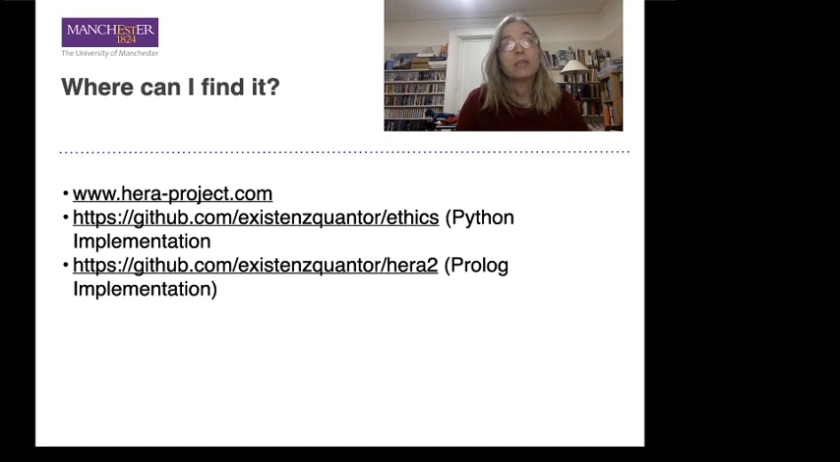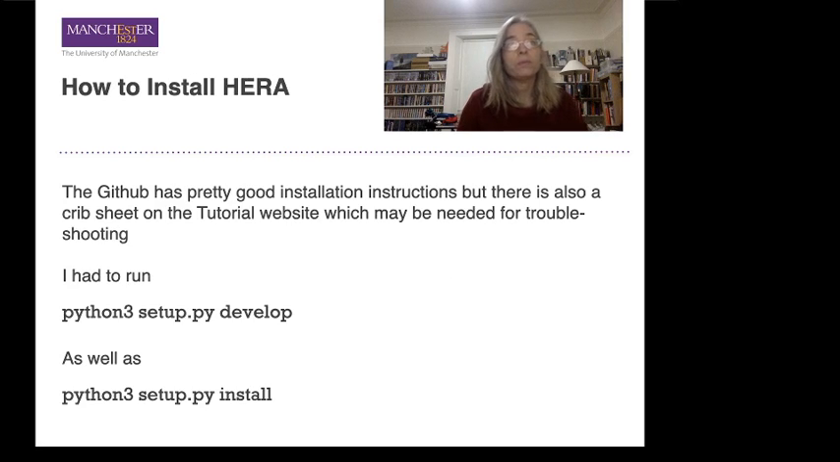So you can get hold of the Python or the Prolog implementation by cloning the relevant Git repository from GitHub. The Python implementation is more complete and contains a wider range of ethical theories that you can look at, but depending on your setup and the software you have available, you might prefer to have a look at the Prolog implementation. In this tutorial, we're going to be working with the Python implementation, and in particular, I will be taking you through some of the tutorials so you can have a look at how the Python implementation works.